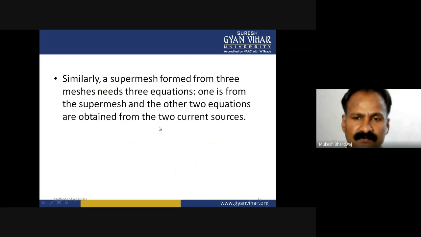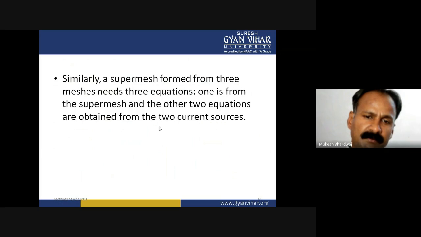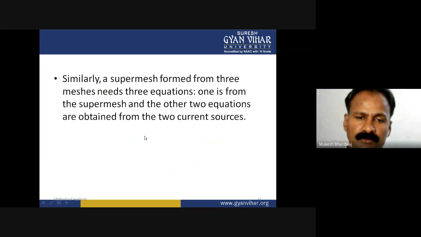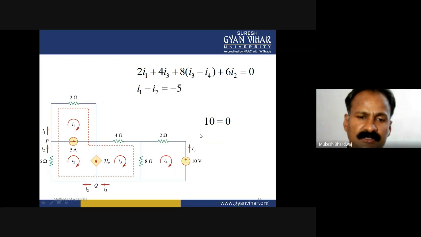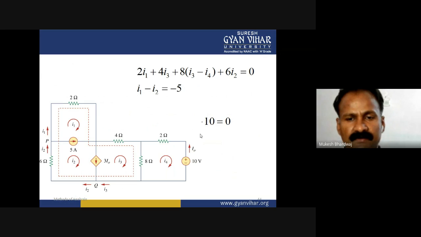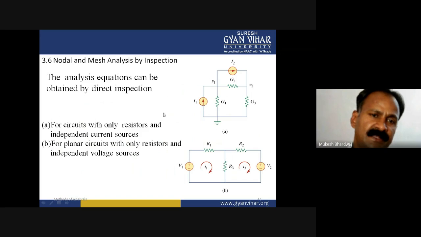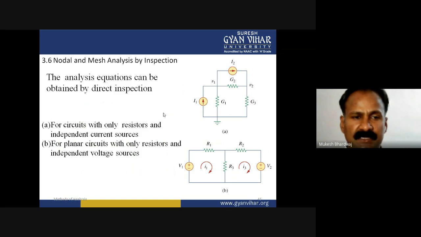Similarly, a super mesh formed from three meshes needs three equations. One is from the super mesh and the other two equations are obtained from the two current sources. So these equations need to be framed up and the calculation gives the results. Further, nodal analysis and mesh analysis by inspection. The analysis equations can be obtained by direct inspection.